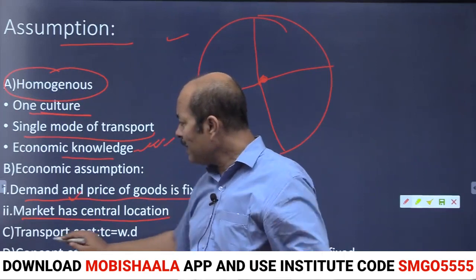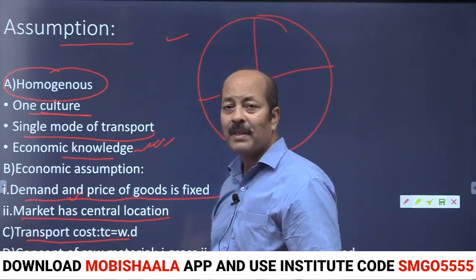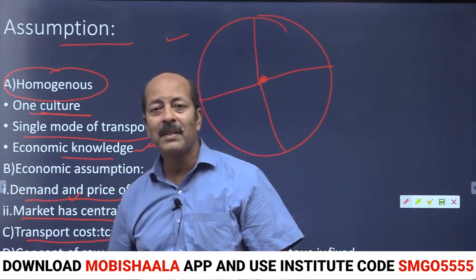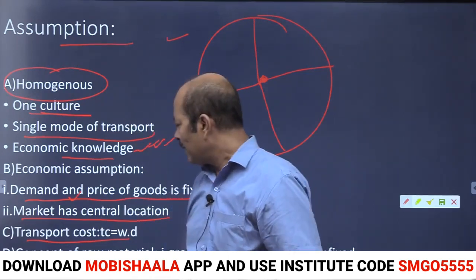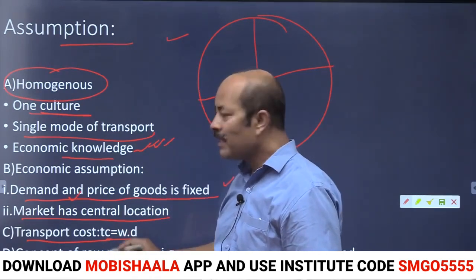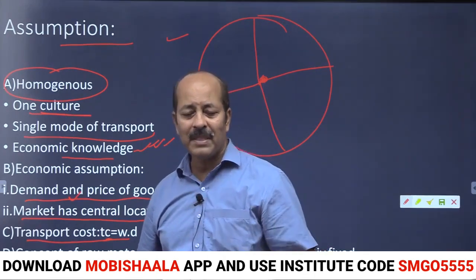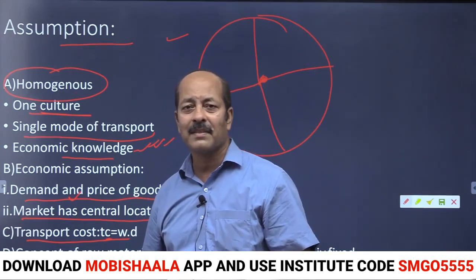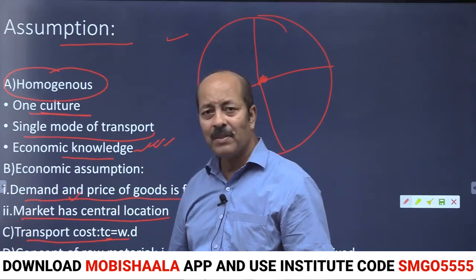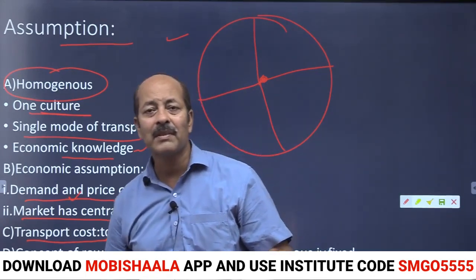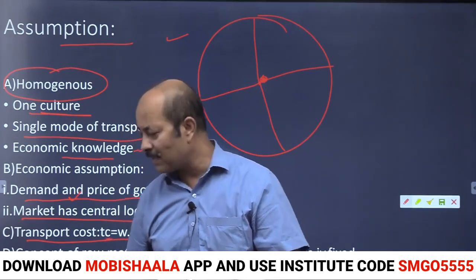And the next thing he emphasized is the concept of transport. In transport he emphasized the transport cost is equal to W into D, meaning weight into distance. So transport cost is equal to weight into distance.